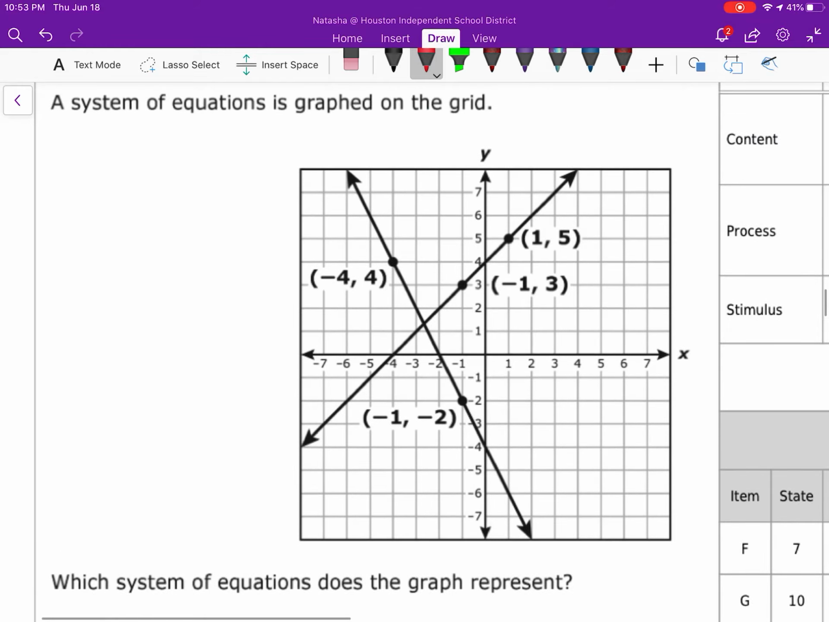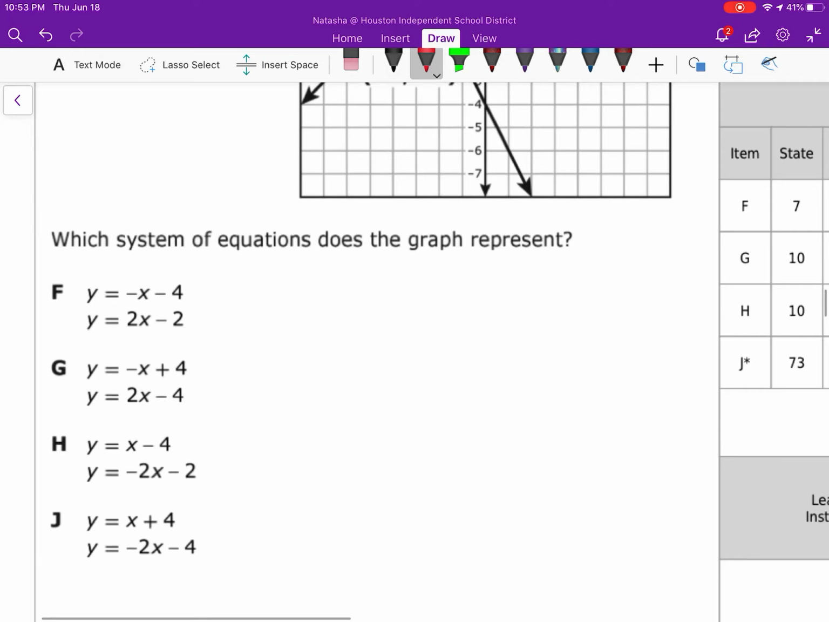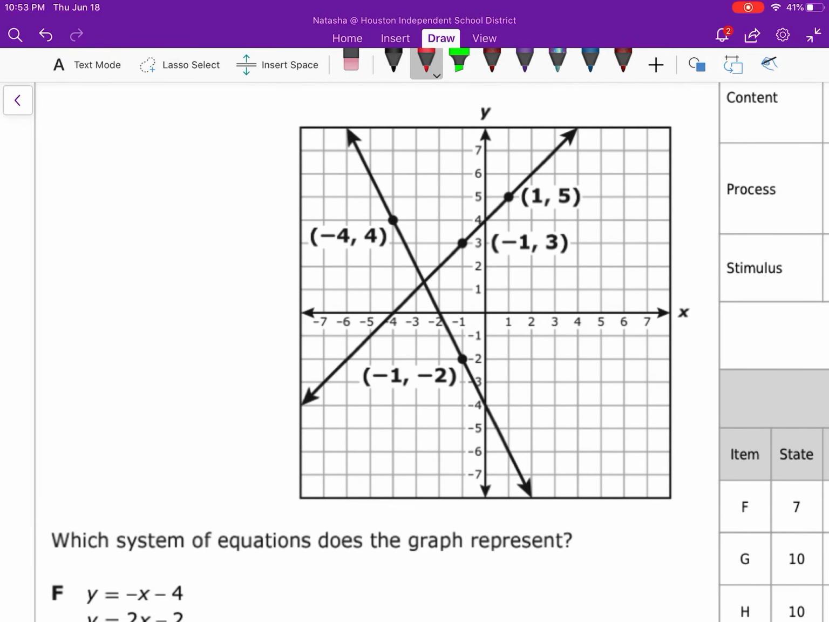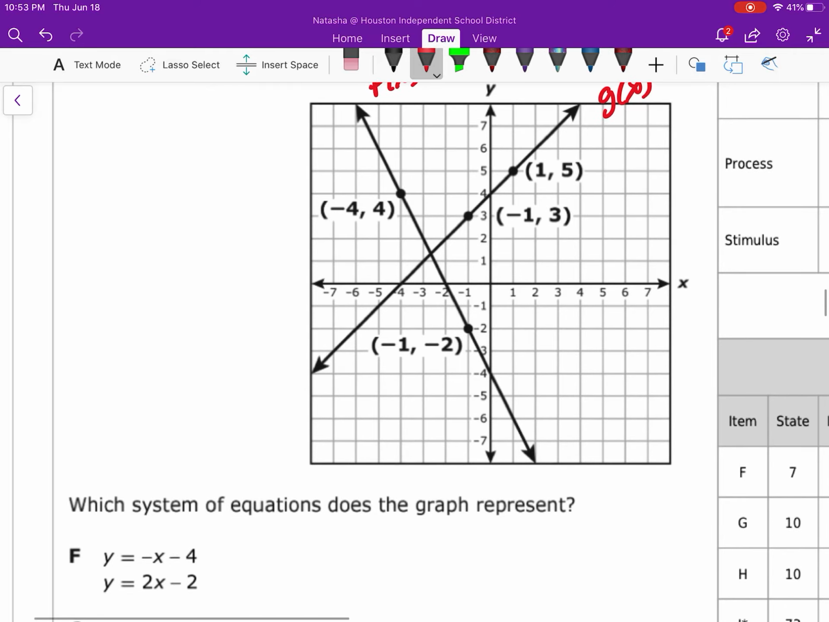All right, so on this question we have a system of equations, and we want to know which system of equations is represented by this graph. Honestly, all we really need to do is write our equations for each graph. I'll call this one our equation 1. I'll call this f of x, and I'll call this one g of x.